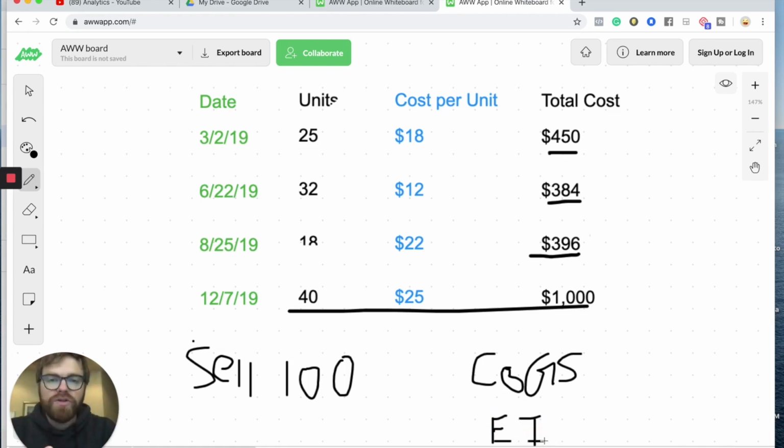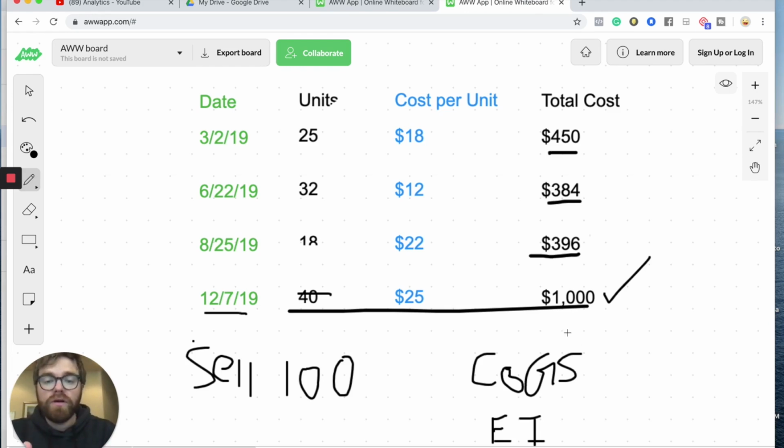We sold 100, and we know with LIFO, to get our cost of goods sold, we take our most recent inventory out first. Our most recent one was on December 7th. We sold 100, so let's take out all of this 40 here. That's $1,000 so far. Just to let you know, your units are over here, your cost per unit, and the total cost. I just multiplied these together. That's how those numbers came about. But back to the example.